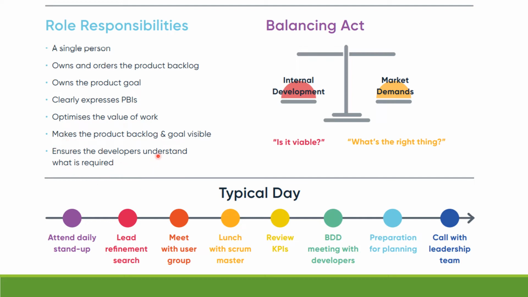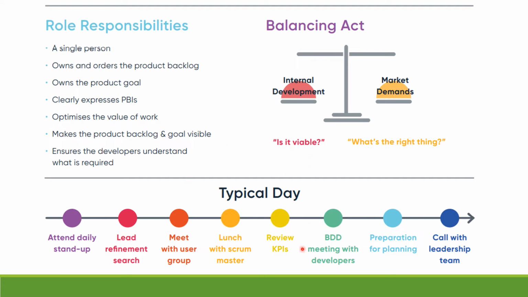It's not only about presenting the backlog and making it visible. A very good responsibility is to make the developers understand, and that they have understood is very important. The developers' understanding of the requirement is very, very important. It is the product owner's role to clarify things and make them understand, right? So this diagram talks about the balancing act the product owner takes between internal development and the market demands, right? He talks about what's the right thing, and he discusses with the development team whether it is viable, right?